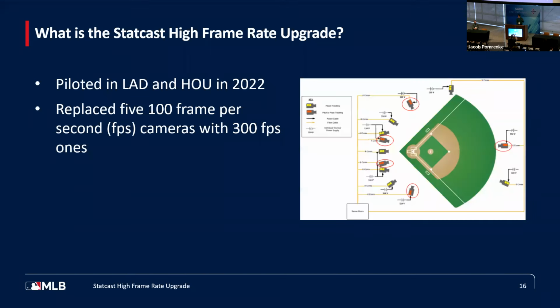For a quick refresher, Statcast since 2020 was a 12 camera, all camera-based system. And so 5 cameras, the ones I circled in red, are the ones focused on the home plate to pitcher's mound area. And those are running at 100 hertz. Now they'll be running at 300 hertz.